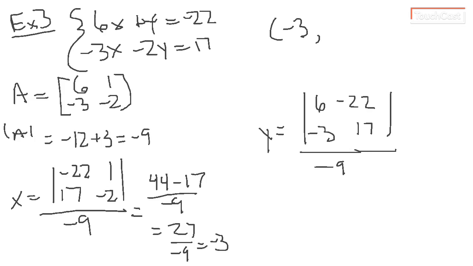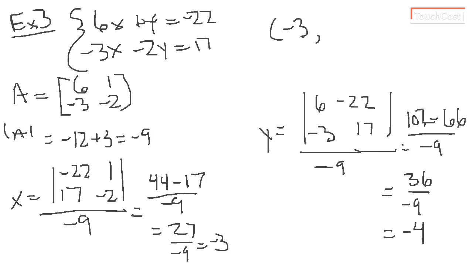So we're going to find the determinant of that top part. 6 times 17 is 107, minus 3 times 22 is 66, divided by negative 9. 107 minus 66 is... Now, I made one error. That 6 times 17 is not 107. It's actually 102. And when we subtract 66 from 102, we get 36. So 36 divided by negative 9 is going to give us negative 4. So our solution is negative 3, negative 4.